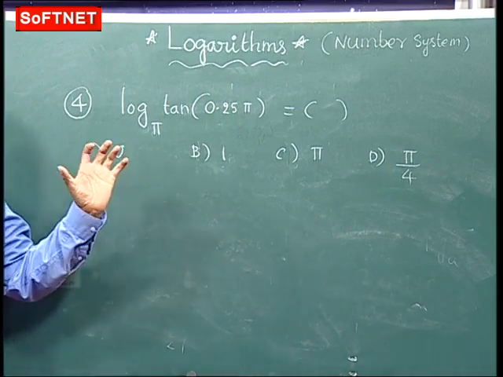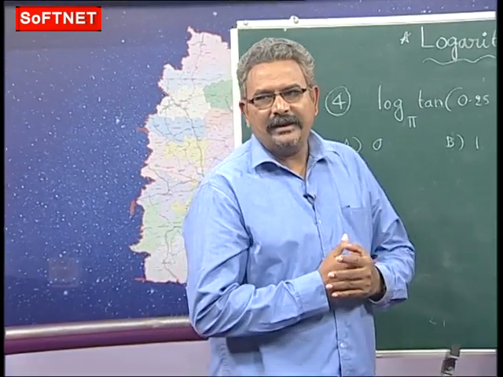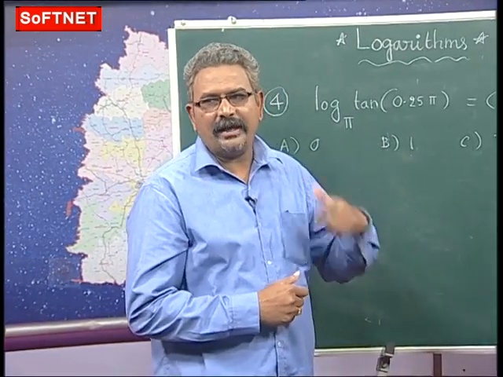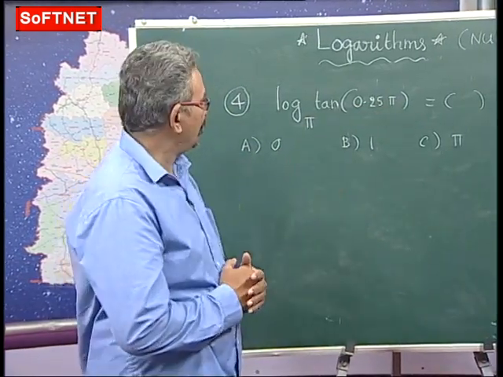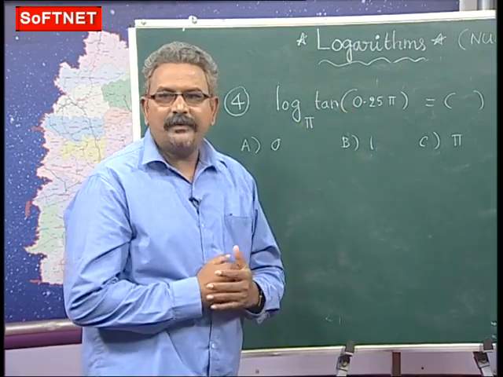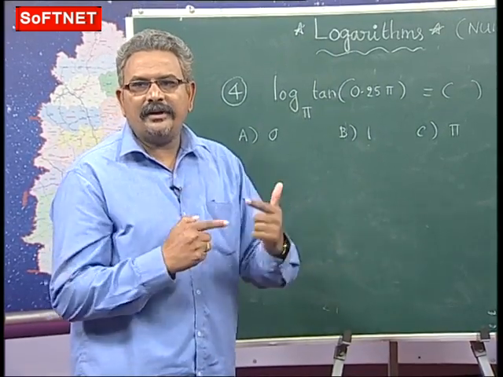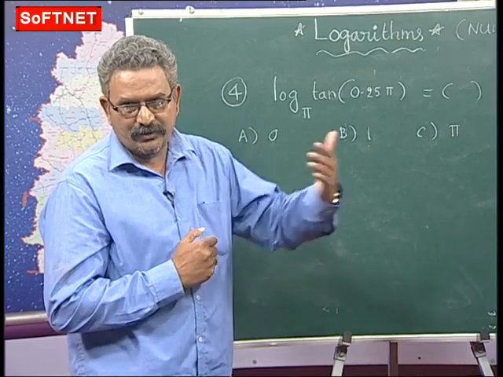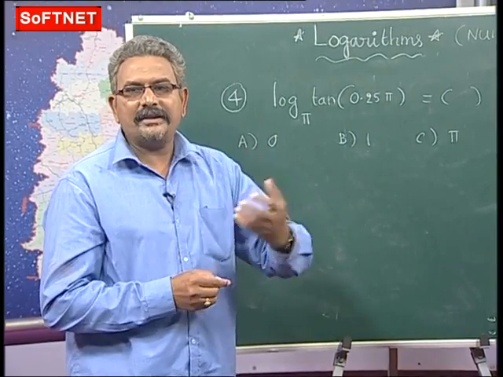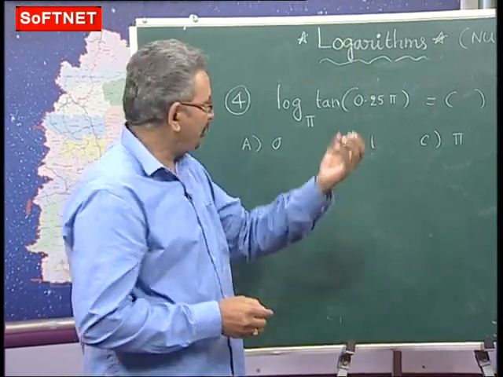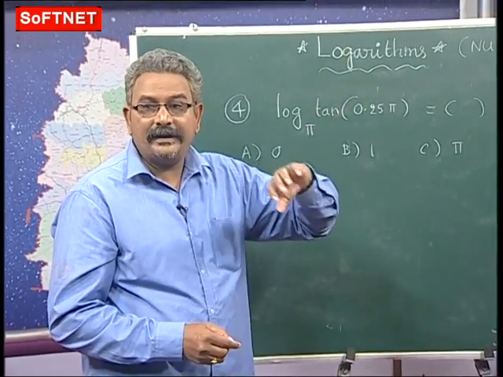So now how shall we do this problem? Let us think for a while. Here, log of tan of 0.25 pi to the base 5. So 0.25 can be converted into a fraction, that is 25 by 100, which in the simplest form is 1 by 4. So 1 by 4 multiplied by pi is pi by 4, that means 45 degrees.